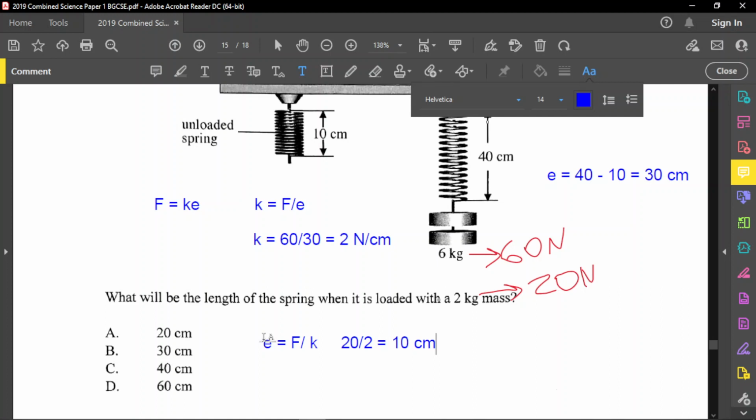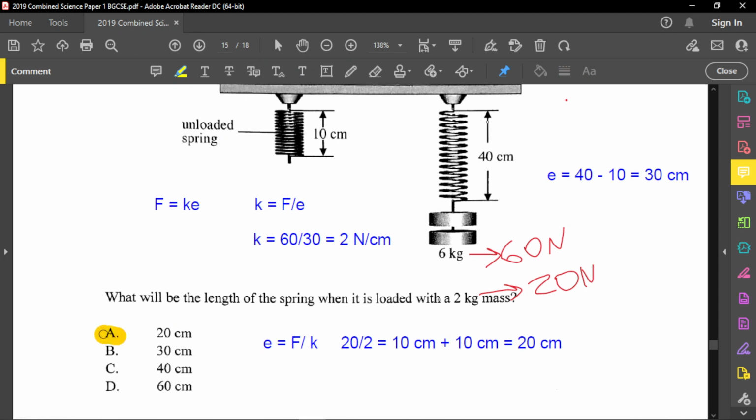centimeters. But that's not the answer. The extension is 10 centimeters, but the original length of the spring is 10 centimeters as well. So the length of the spring plus the extension gives you the length of the entire spring when that load is on. All right, so we're going to add the extra 10 centimeters onto this. And so our total length is 20 centimeters. So A is our option right there.